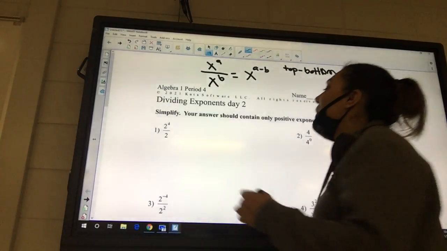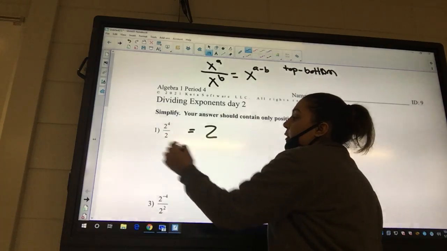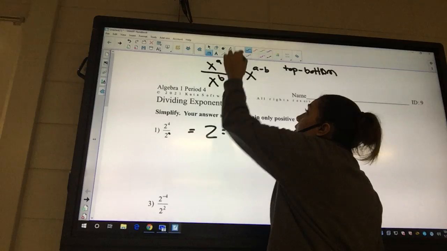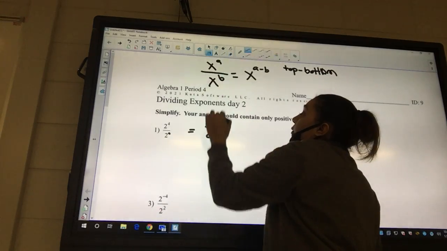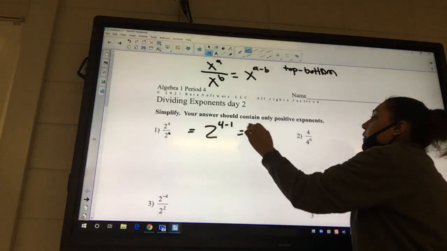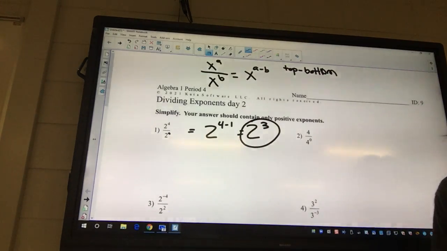All right, so we're gonna keep our big number the same, and this one, what number is really here for the little one? 1. Okay, and so you do 4 minus 1. Okay, what is 4 minus 1? 3, so it's 2 to the 3. Okay, we always do top little one minus the bottom little one.